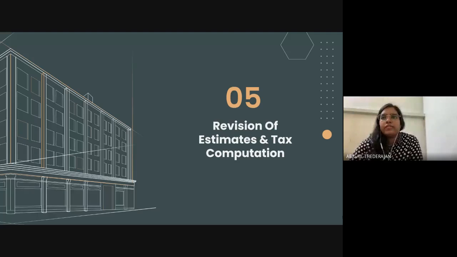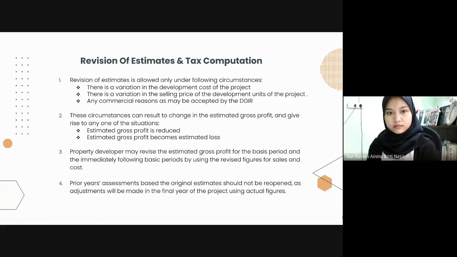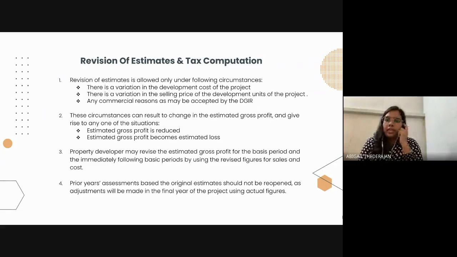What are the factors that allow these circumstances to take place? First, there is a variation in the development cost of the project. When a developing project takes place, there are so many materials being used. Sometimes there might be problems with the contractors, they might change the contractors, or there might be a hike in the price of the materials. So what they have estimated and what they are having now can differ. This will allow them to revise their estimation for the following year.